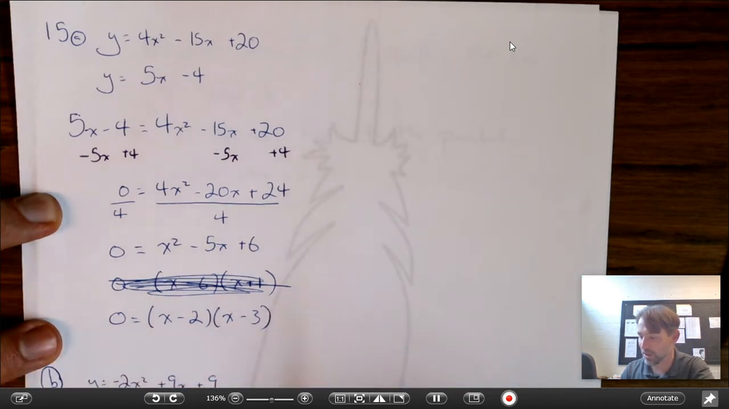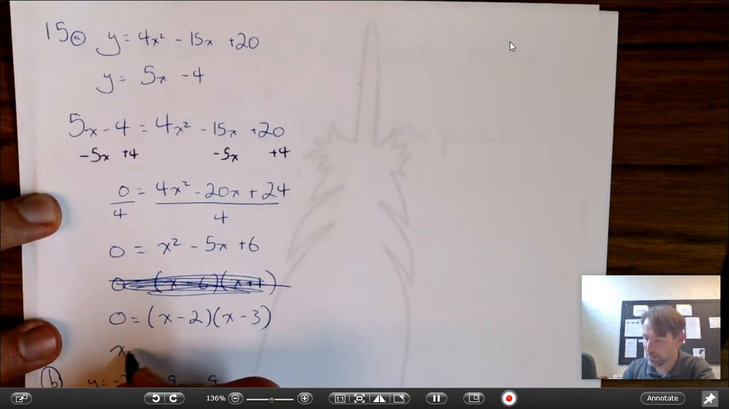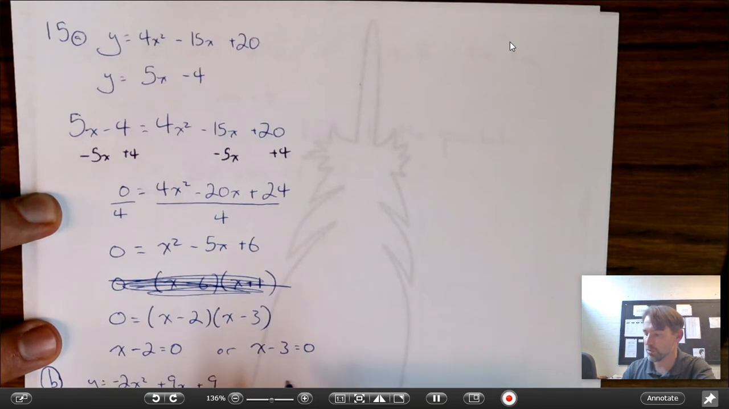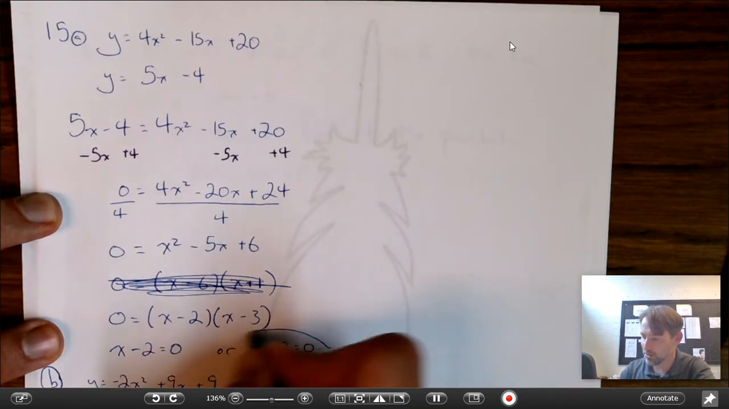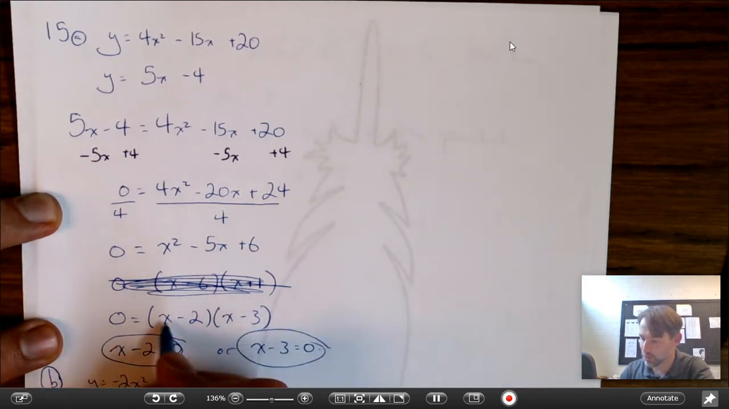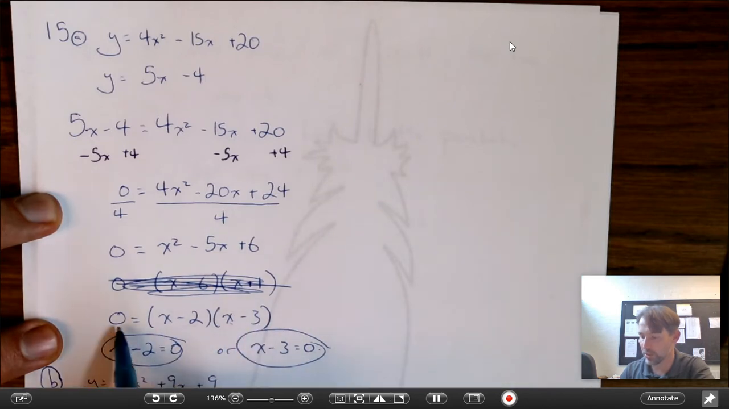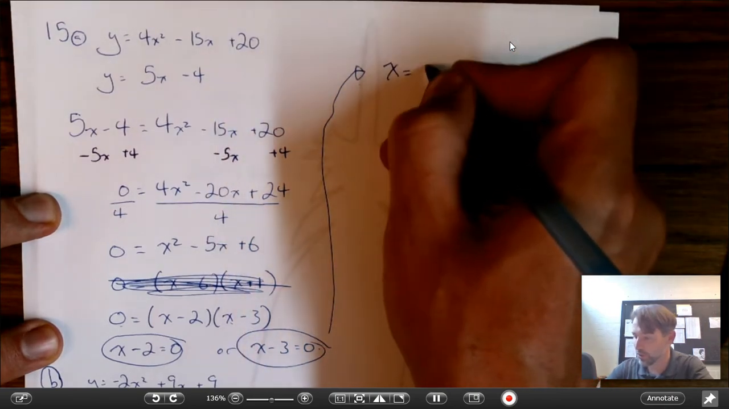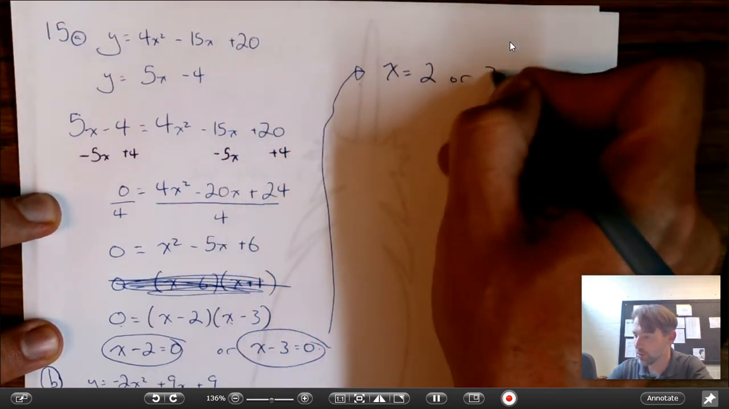Okay, there's my roots. So then, if 0 is equal to x minus 2 times x minus 3, then x minus 2 equals 0 or x minus 3 equals 0. One of those two things has to be true. So these two equations that I get, this one equals 0 or that one equals 0. And those are the only two ways to make a 0 here. So I take those two equations and I can say, well, x is equal to 2 or 3.